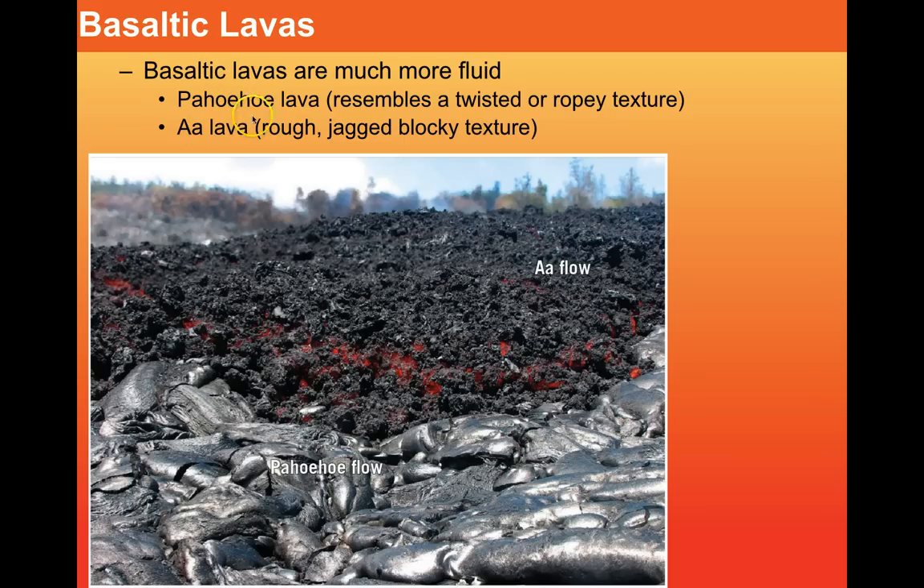And Pahoehoe lavas resemble a twisted or ropey texture of surface rock, and it's usually soft and kind of shiny when it first comes out. So this would be a Pahoehoe down here on the bottom. You can actually see the word Pahoehoe flow.